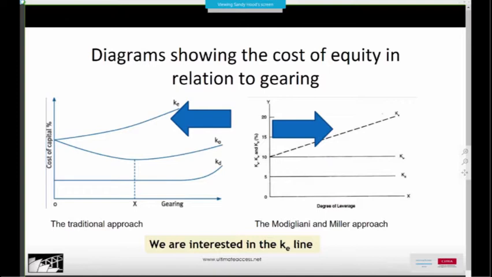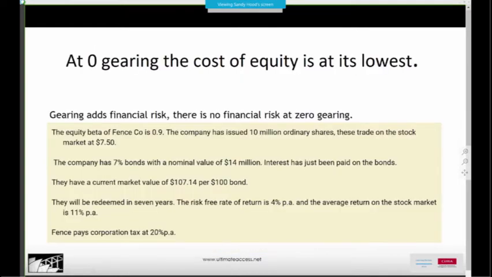So you've got these two diagrams, they're both telling us the same bit of information. As you increase the level of gearing, you increase the cost of equity. That's the top row. One of them shows it as a slight curve and the other one shows it as a straight line. But they're both demonstrating that the more gearing you've got, the more you would have to pay the shareholders as a return for their investment. Because the gearing adds financial risk, there's no financial risk at zero gearing.